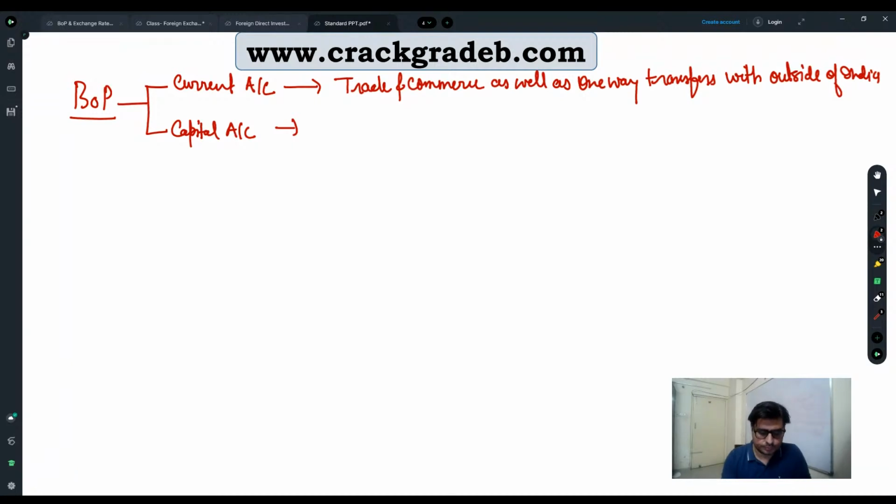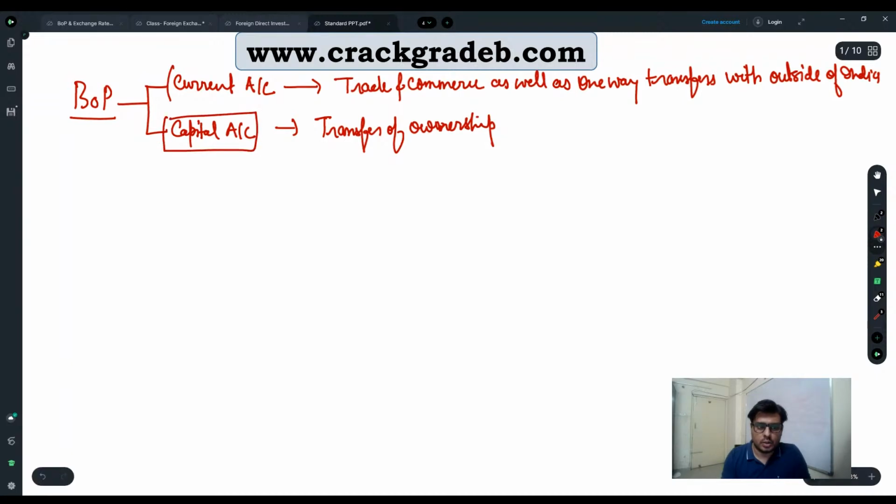Whereas capital account shows the transfer of ownership, right? Outside India, inside India. That is under the capital account. Accordingly, I told you how this thing works, the different components of the capital account and the different components of the current account. I have explained all these things to you.